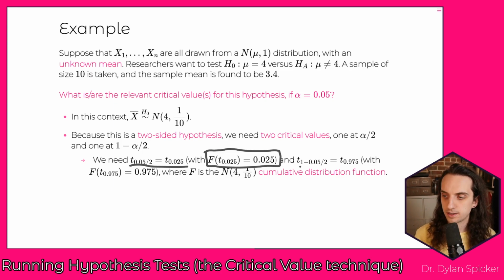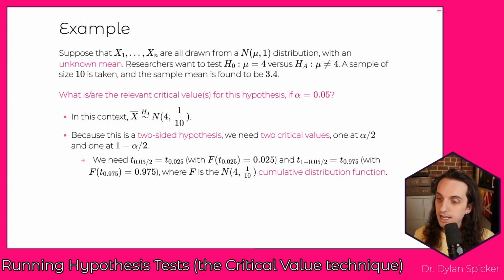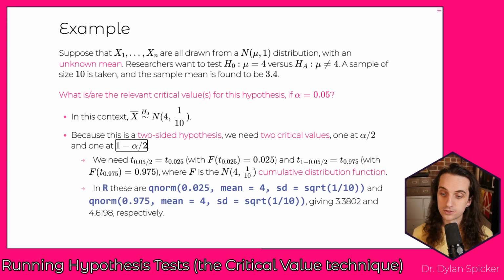And similarly, we're going to need the upper tail version as well. So that's t of 0.975, where that's defined to be F of t 0.975 is equal to 0.975, okay? And F here is the normal for 110 cumulative distribution function. And so we can sort of write that as the values that we actually need. If we want to find them, the easiest way to find them is to turn to a computer.